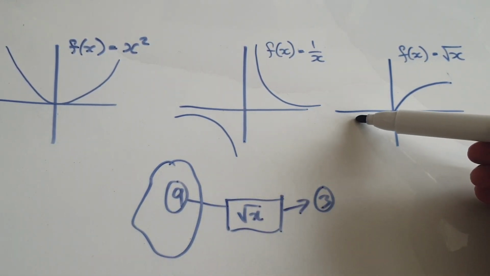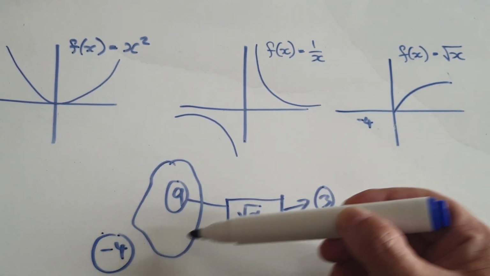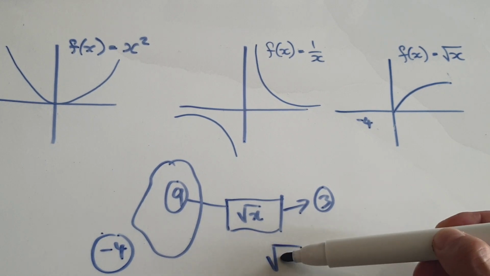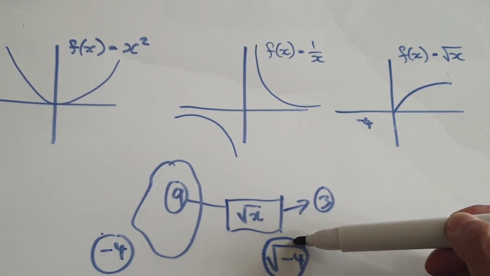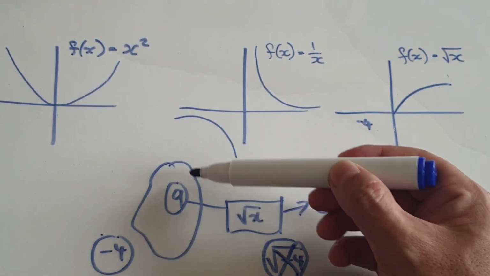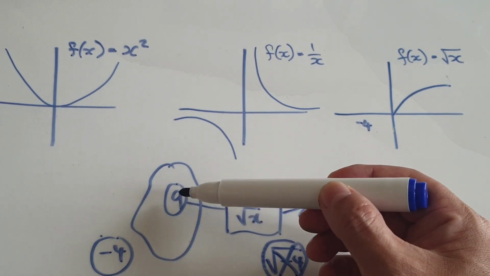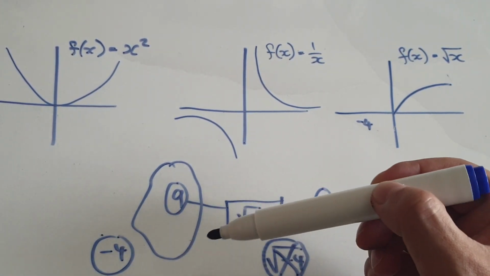You see, if you try and put a -4 into the machine, it will break down, because how do you square root a negative number? As far as you're concerned, you can't square root it. So -4 is not in the domain. 9 is in the domain. You can square root a 9, but if you try and put a -4 in there, the machine will break down.